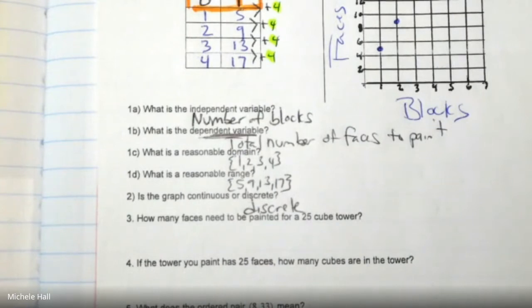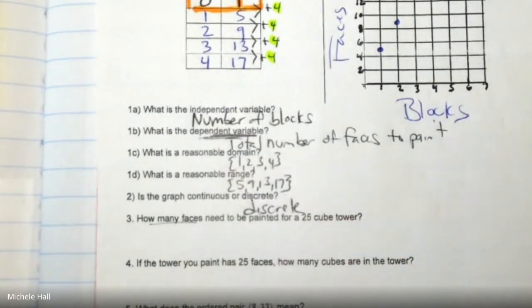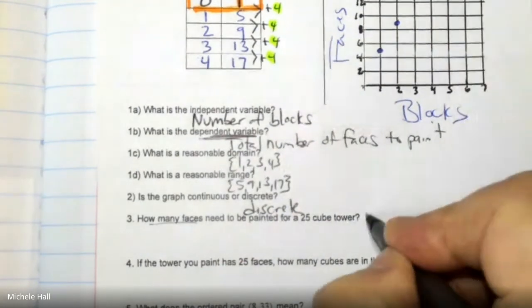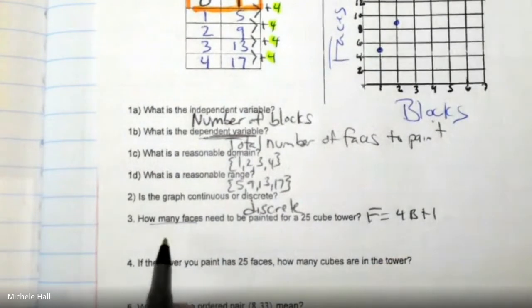How many faces need to be painted for a 25 cube tower? So it's asking me how many faces for a 25 cube tower. Well, when you have a function rule, you can use that function rule all the time. And you probably use the function rule without realizing it. You just did it in your head. I have that faces equal 4b plus 1. It's asking about how many faces.